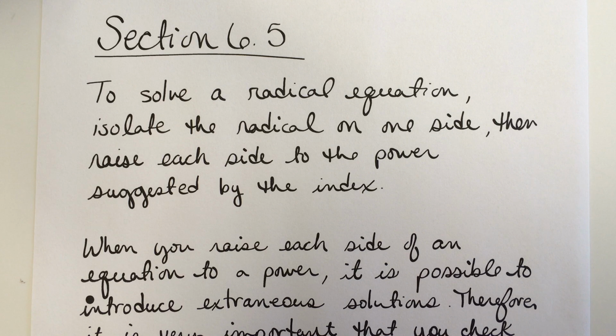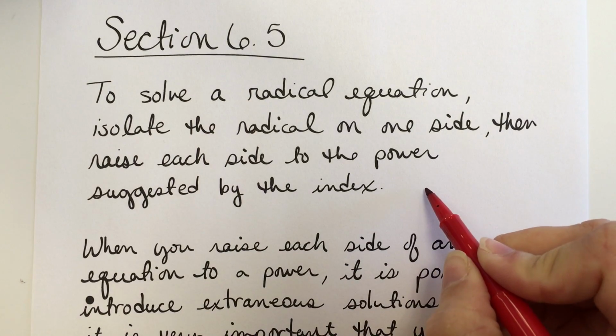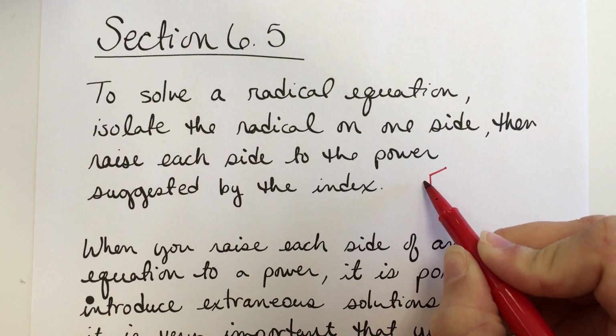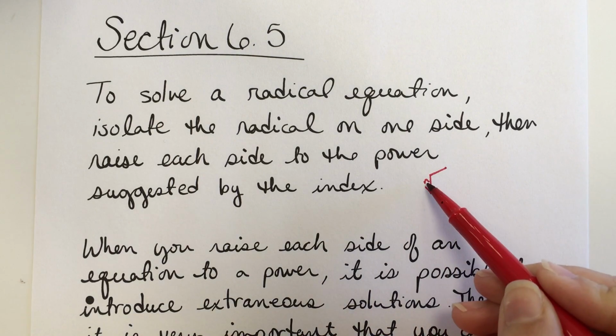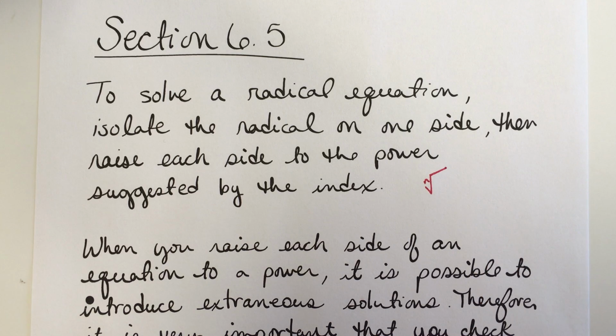So here's just a little bit of an explanation of the process that you're going to go through in solving this type of equation. As it states, to solve a radical equation, you need to isolate the radical on one side by itself and then raise each side to a power suggested by the index. Now, if you remember, your index is the little number that you have right here that in an earlier section was referred to just as n, just in general.